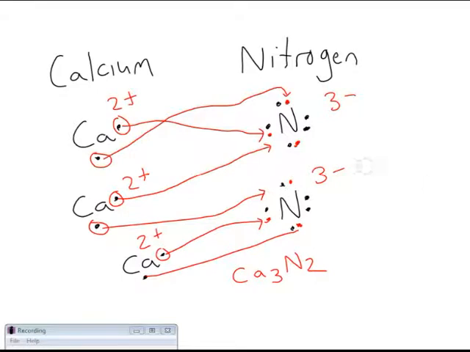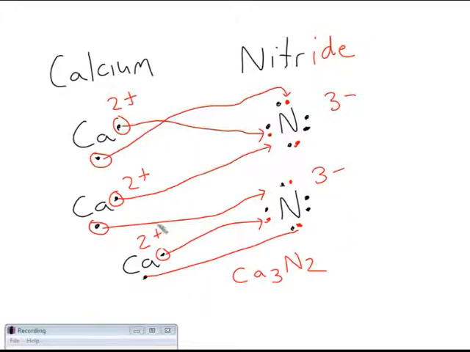And how would we name this? It's not called calcium nitrogen. We need to drop the ending and add IDE. It would be calcium nitride. To make sure that it has no charge: 2 plus, 2 plus, 2 plus is 6 plus, 3 minus plus 3 minus is 6 minus, so 6 positive plus 6 minus is equal to 0. So this is happy, it has a 0 charge.